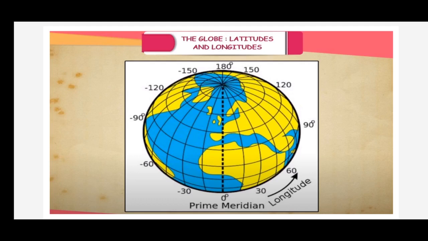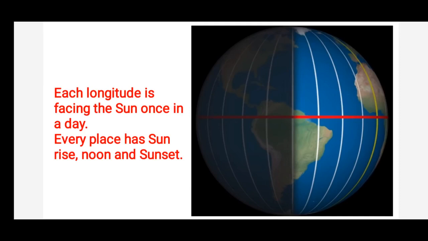Now listen. Children, as you can see in this picture, each longitude faces the sun once in a day. That longitude will have sunrise, noon and sunset. With this, what do you have to understand? In 360 degrees of longitudes, each longitude faces the sun once in a day, and that longitude will have a sunrise, noon time and also sunset. That is called local time. Whenever the sun shines overhead on that longitude, that's called local time.